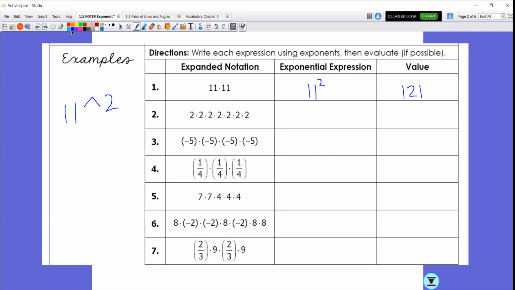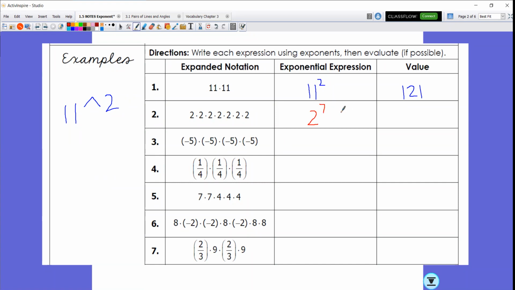Okay, in this second example, my base is 2: 2 times 2 times 2 times 2 times 2 times 2 times 2, that's a lot of 2s. So I write my big 2, and then I count how many 2s I have. How many 2s are here? I'll take a volunteer from anyone to count how many 2s. What is going to be my exponent? Seven. It is. So this is 2 to the 7th power. That's how we would say that.